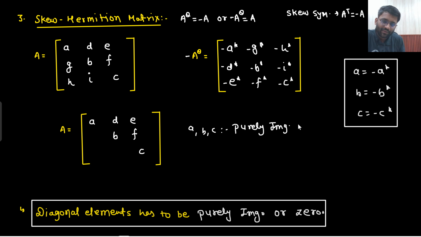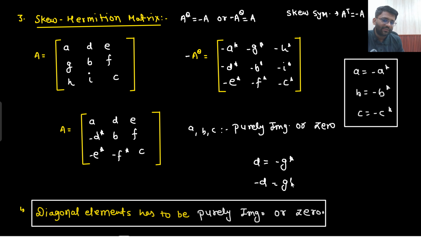Okay, then you can see D is coming as minus G conjugate. So here G could be written as minus D conjugate. I hope you understand this. This will be minus E conjugate and this will be minus F conjugate. Understandable? Basically what they are saying, D equals minus G conjugate you are getting. So this minus sign can come here, G conjugate, and on both sides you can take the conjugate. So minus D conjugate would be equal to G. So G is coming as minus D conjugate. Okay, so this will be your skew-Hermitian matrix.